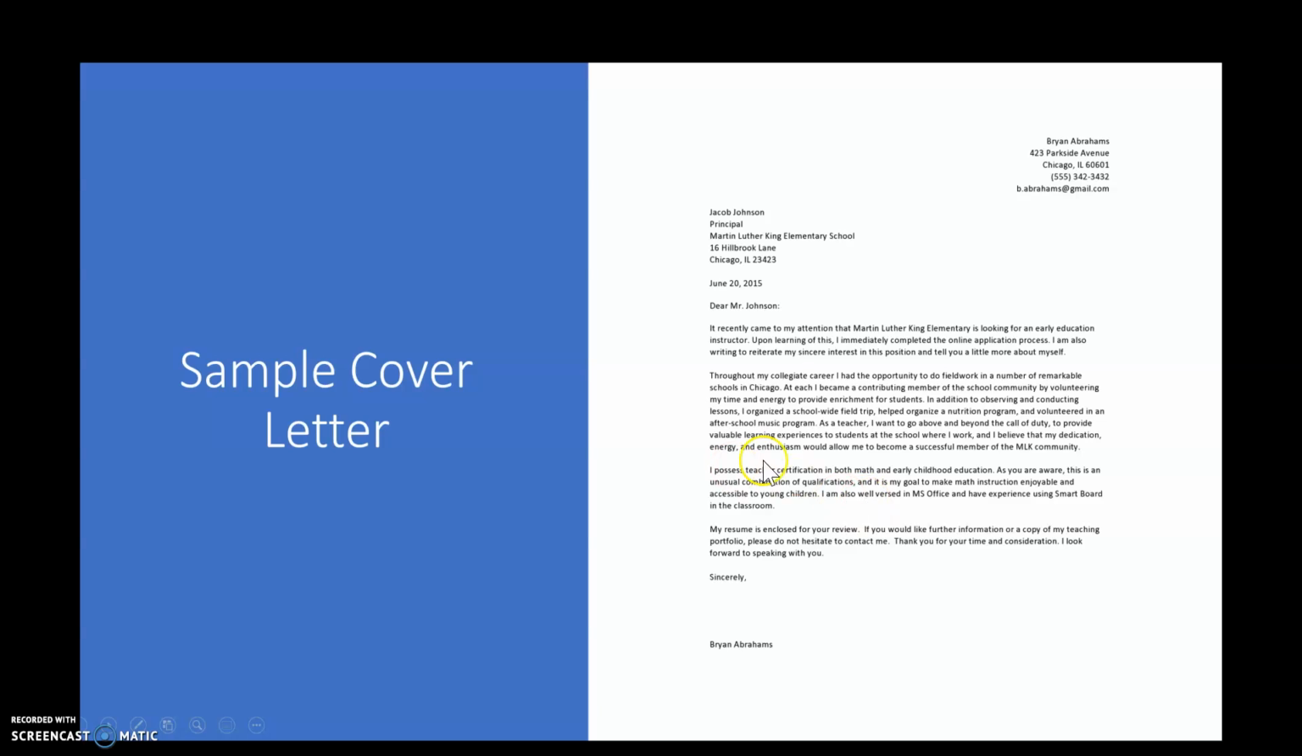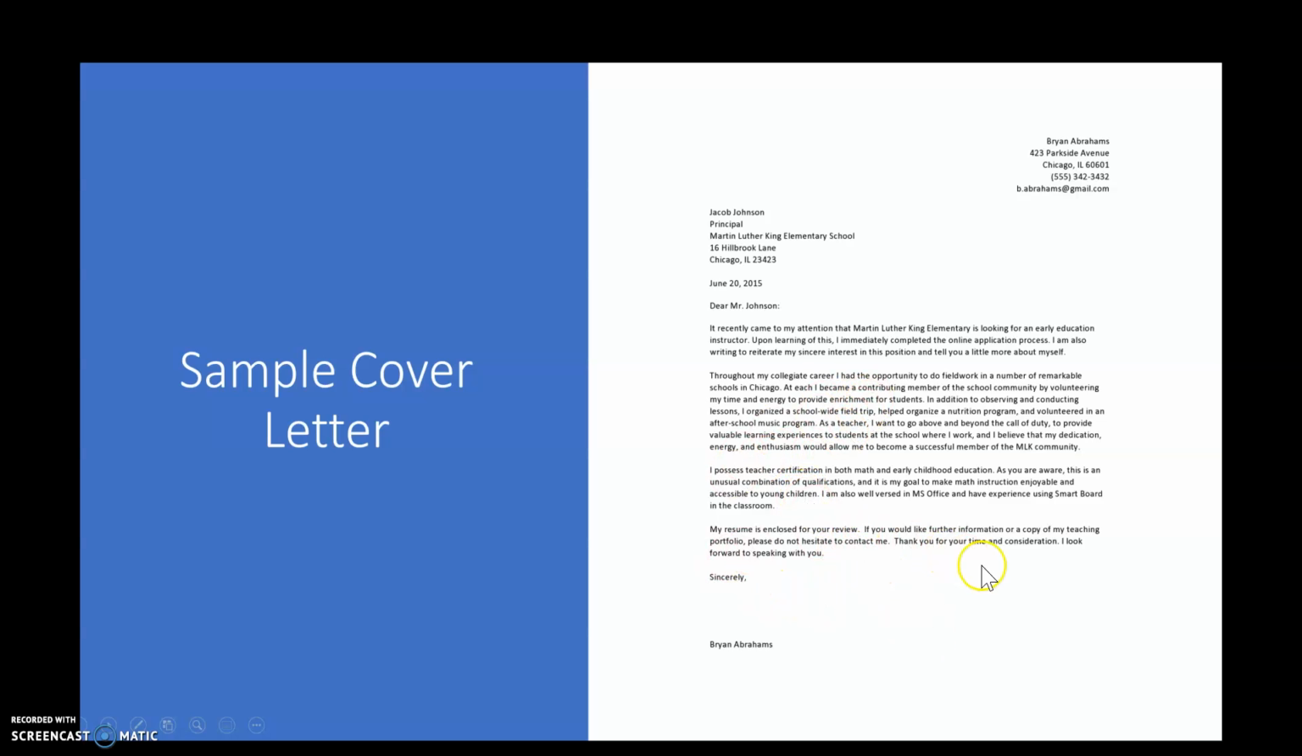Here's another one, another body paragraph. I possess teacher certification in both math and early childhood education. As you're aware, this is an unusual combination of qualifications. It is my goal to make math instruction enjoyable and accessible to young children. I'm also well versed in MS Office and have experience using Smartboard in the classroom. So here are some other things that would be beneficial. So since they didn't really fit with these, he put it in another paragraph.